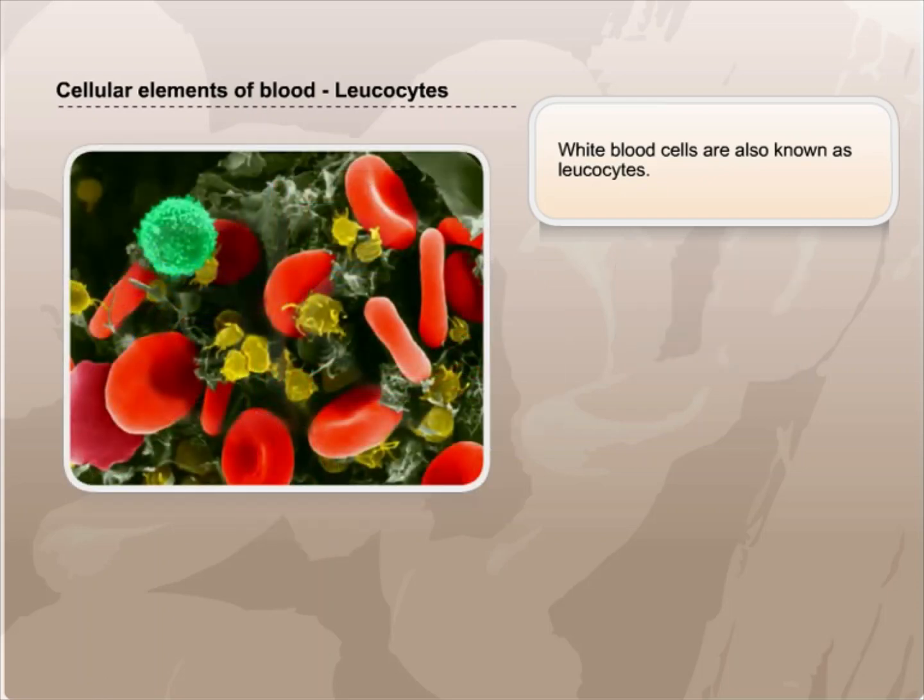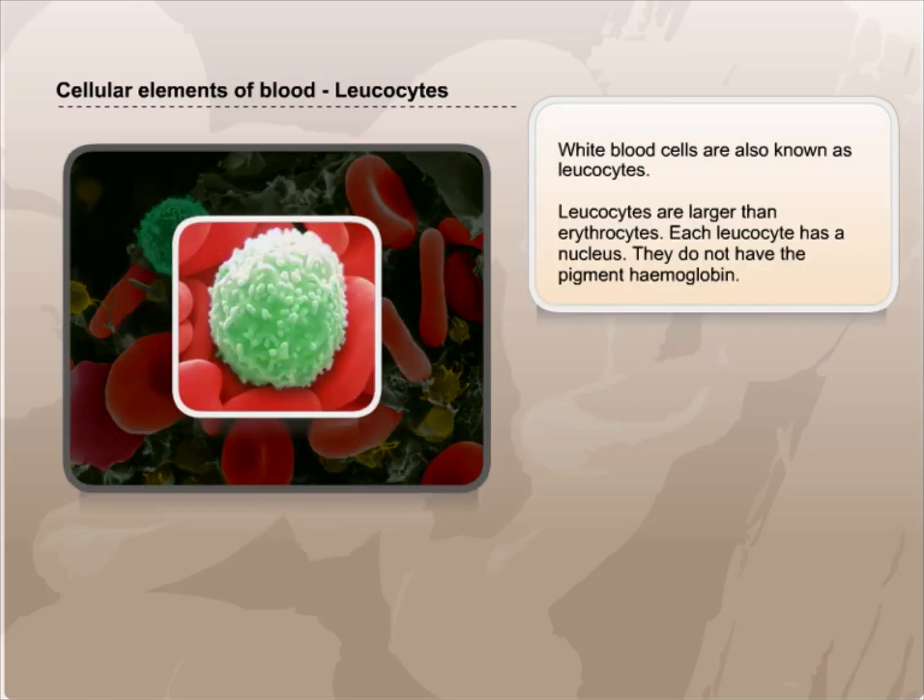White blood cells are also known as leukocytes. Leukocytes are larger than erythrocytes. Each leukocyte has a nucleus. They do not have the pigment hemoglobin. They are made from stem cells in the bone marrow.